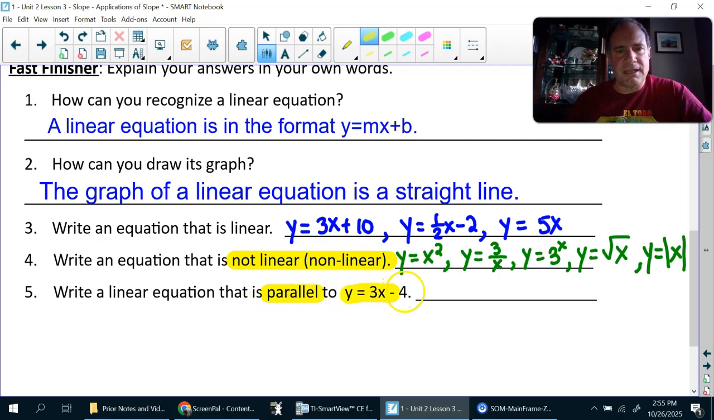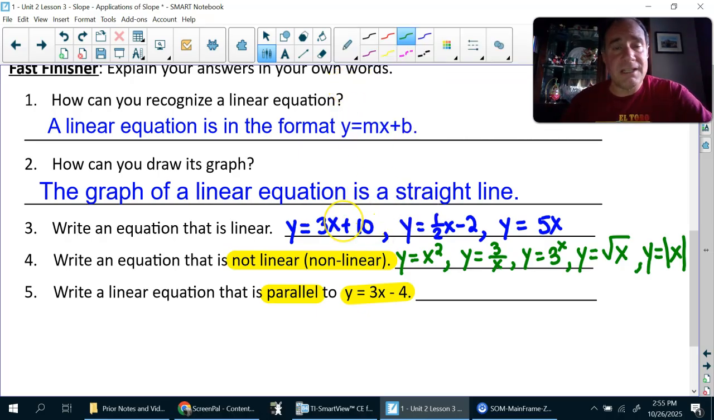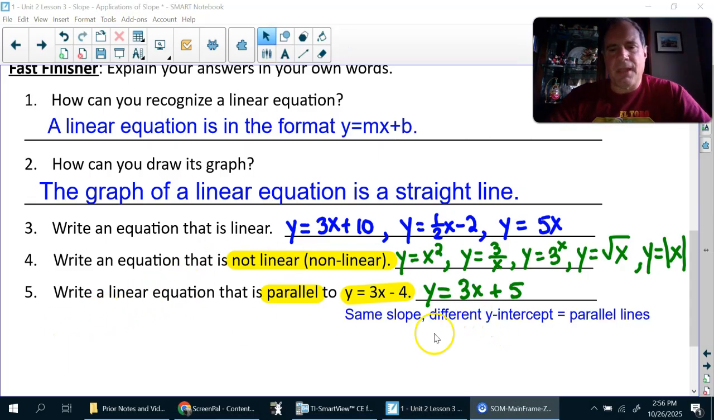So the next question asks, write a linear function that is parallel to this. Just remember y equals 3x minus 4 is linear, and you have the slope of 3 and the y-intercept of negative 4. To write something parallel, it has to have the same slope, different y-intercept. So we have y equals 3x, same slope, different y. It could be anything. It could be 5. And I'm going to put 5 down. Remember, same slope, different y-intercept. And that's about it.